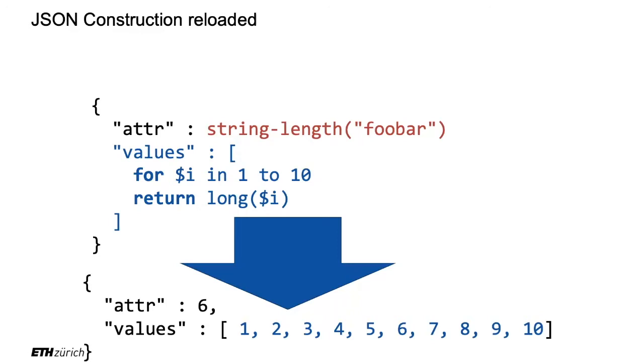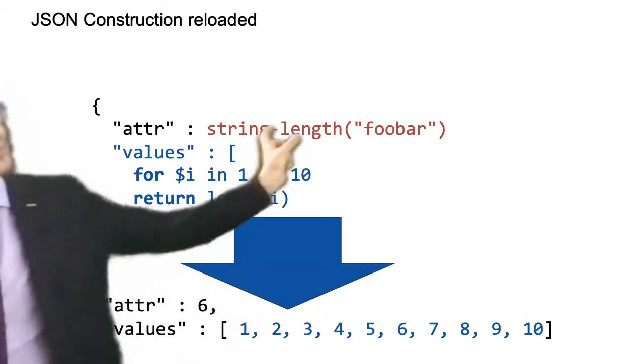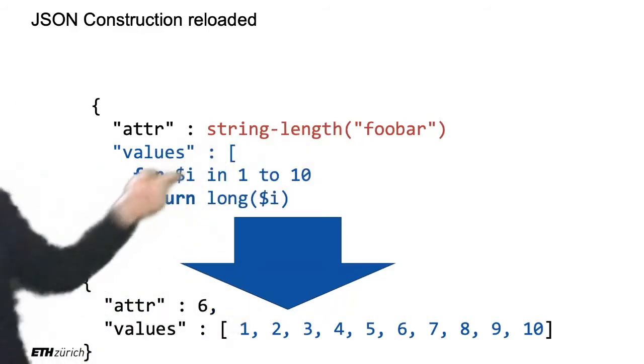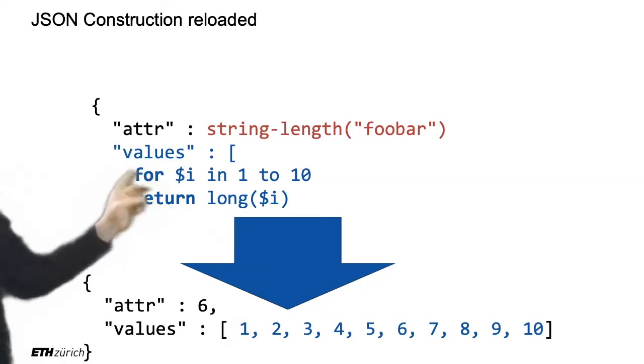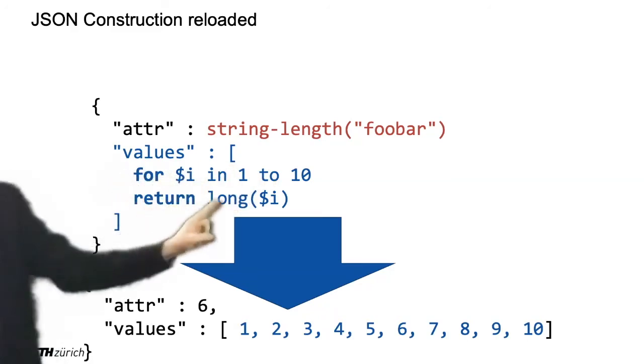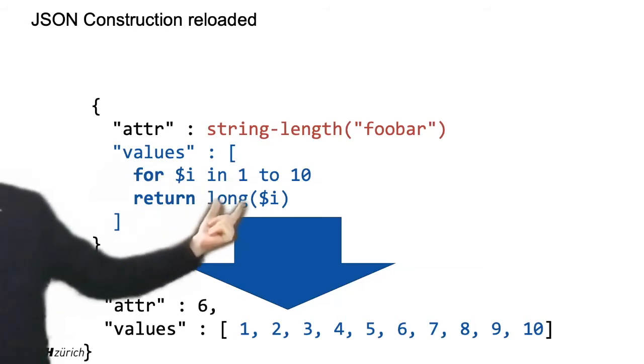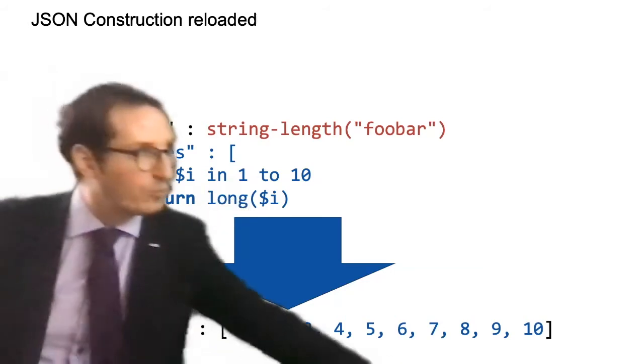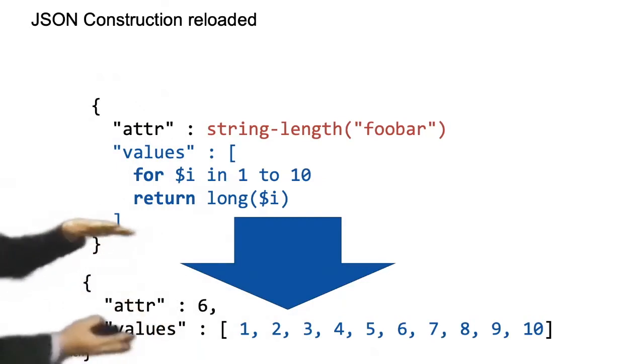So here, for example, you have something that looks like a JSON object, but inside you can see that there are actually JSON queries rather than JSON literals. For example, string length of foobar is actually going to generate a 6, right? Because 6 comes from the string length. And here you have an array with, we'll see the for loops slightly later, the for clause, but this basically iterates 1 to 10 and then casts to a long integer, and that creates an array with everything from 1 to 10. So you see, these are the results.